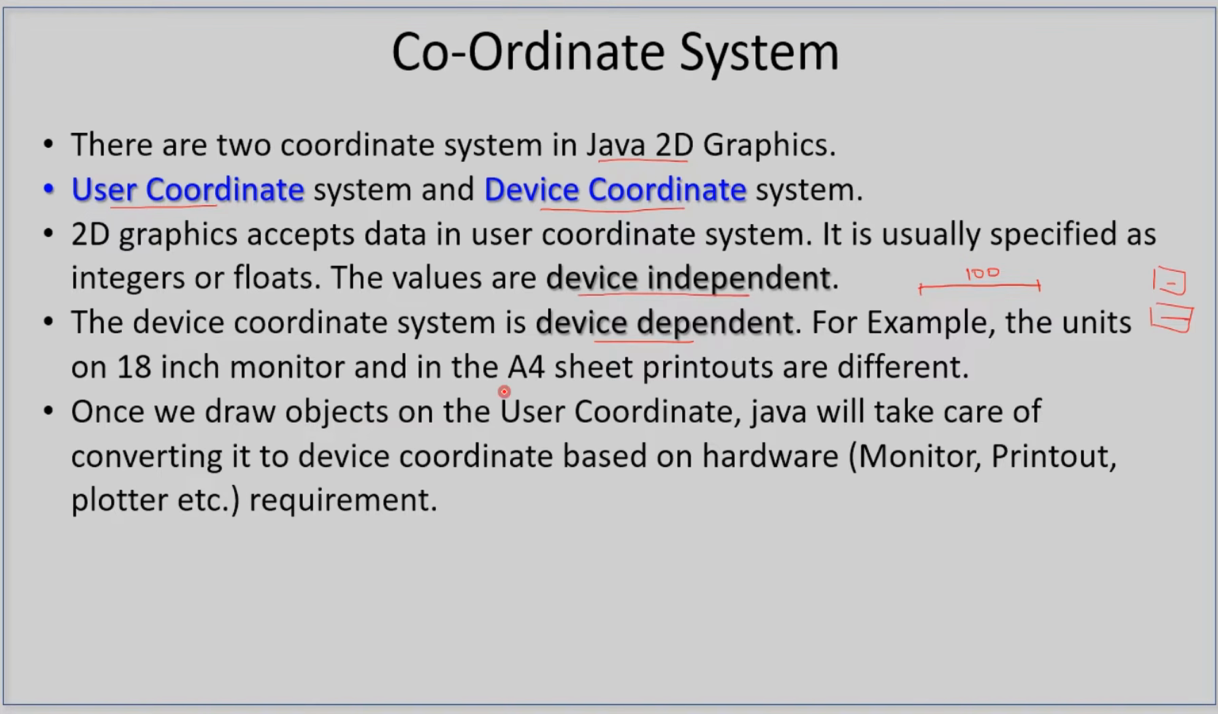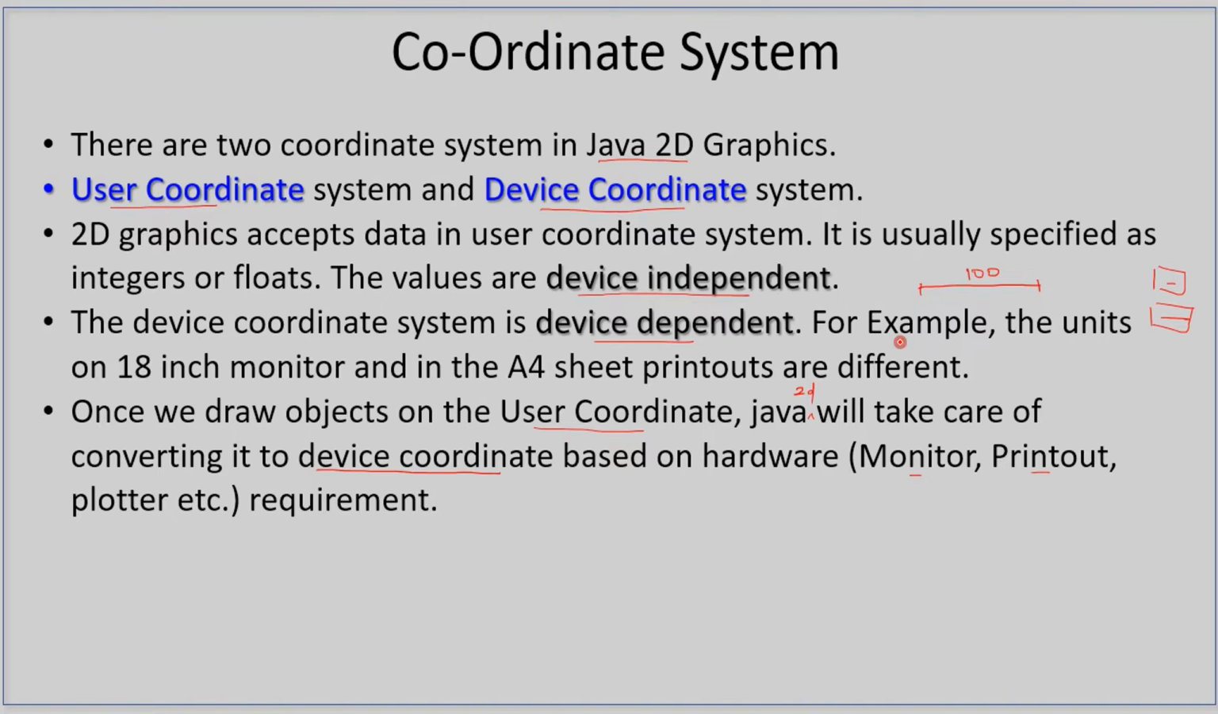Once we draw objects using the user coordinate, Java2D will take care of converting it to device coordinates. So you need not do the conversion, and the underlying package, that means the Graphics2D package, will take care of converting it to the underlying hardware. That means you specify something in user coordinate, and if the underlying hardware is a monitor, it knows how to convert it. Or if you have drawn something and you are taking a printout, it knows how to convert the unit based on the hardware requirement.